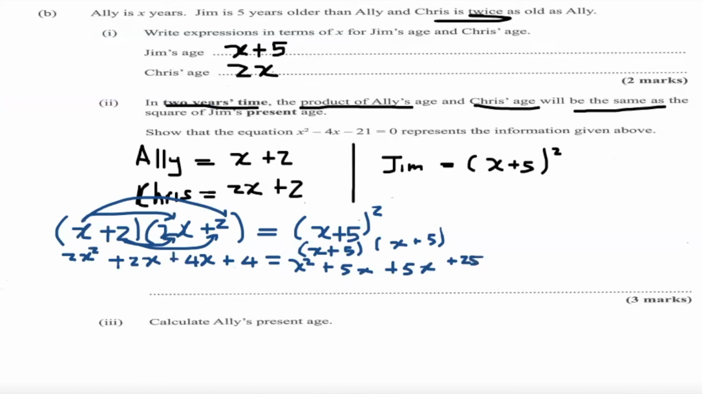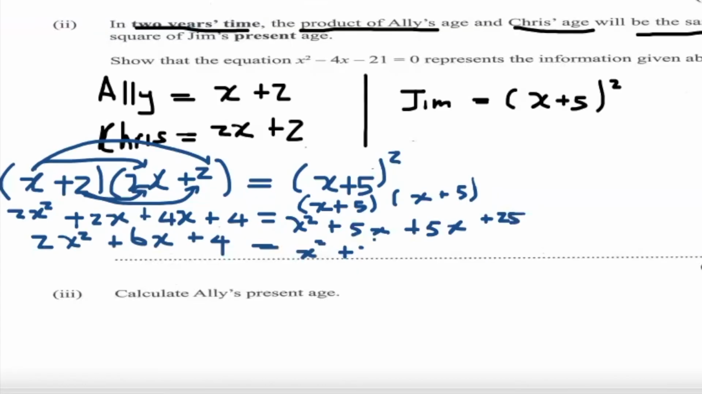I'd add 2x plus 4x, that's 6x. So I'll have 2x squared plus 6x plus 4 is equal to, I'll have x squared, 5x plus 5x, that's 10x, and then plus 25.